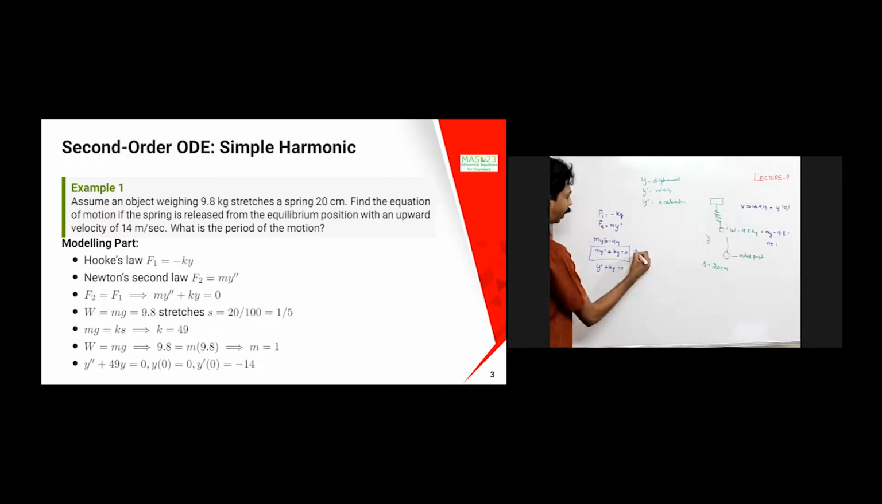So in fact, you can write this as y double dash plus k by m y equal to 0. So y double dash plus ky equal to 0 is there. Now I have to find what my k is.